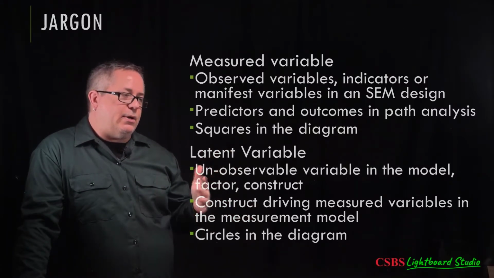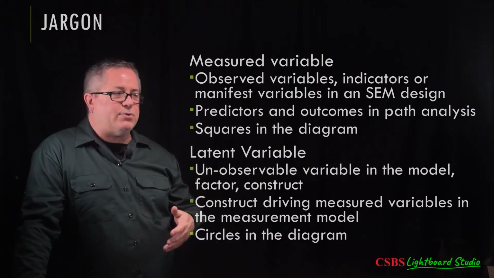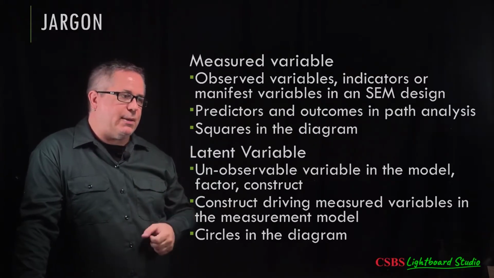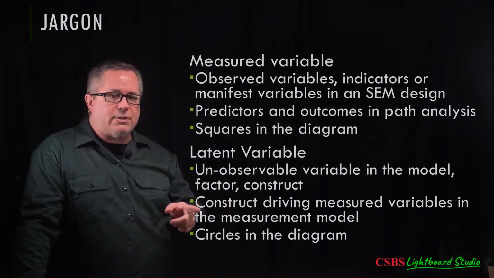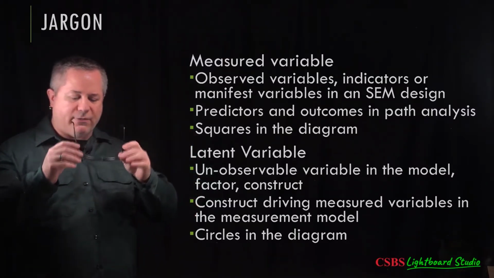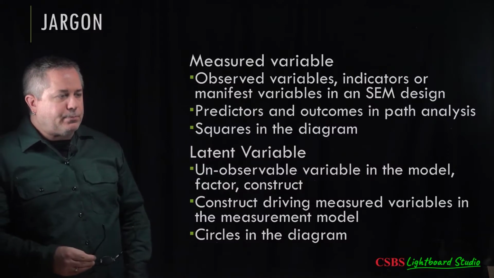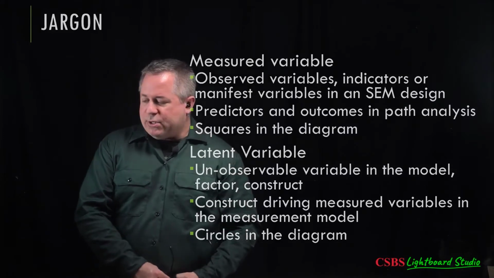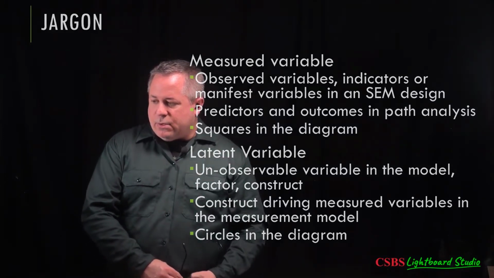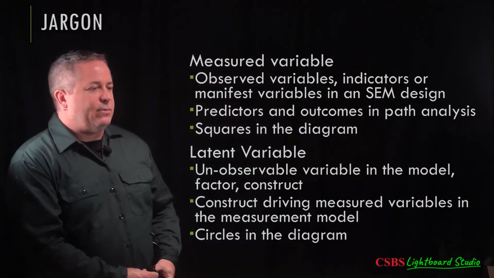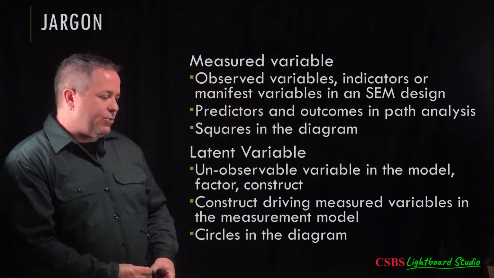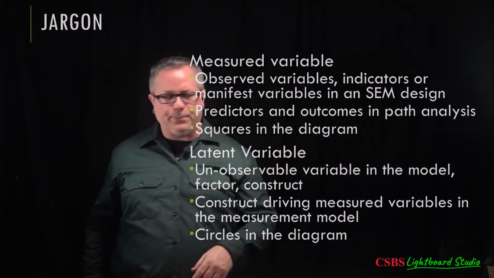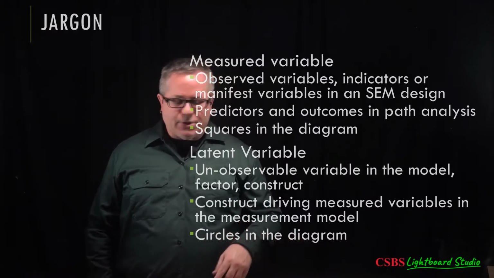Latent variables are then the unobservable, the hidden things that we're trying to measure. These are constructs that are not directly measurable that we're using factor analysis to try to capture in the first place. It's what we're theorizing is the construct that is driving the measured variables. So if you're looking at a depression factor, we're hypothesizing that depression, this thing that we believe exists but can't measure directly, is driving people's responses to all the items on a depression inventory. These are typically represented by circles in the diagram.